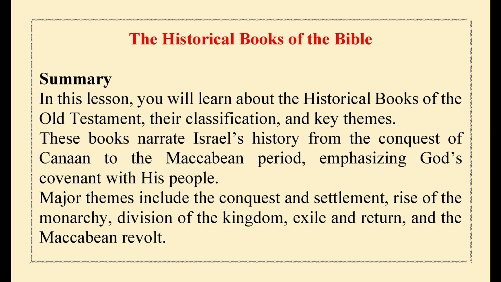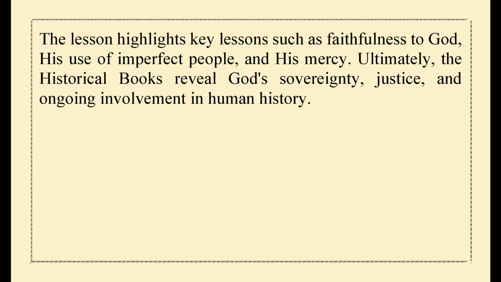Summary. In this lesson, you will learn about the historical books of the Old Testament, their classification and key themes. These books narrate Israel's history from the conquest of Canaan to the Maccabean period, emphasizing God's covenant with his people. Major themes include the conquest and settlement, rise of the monarchy, division of the kingdom, exile and return, and the Maccabean revolt. The lesson highlights key lessons such as faithfulness to God, his use of imperfect people, and his mercy. Ultimately, the historical books reveal God's sovereignty, justice, and ongoing involvement in human history.